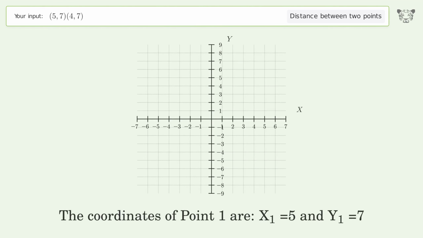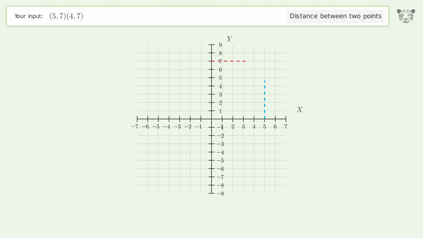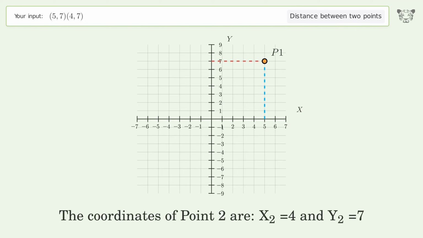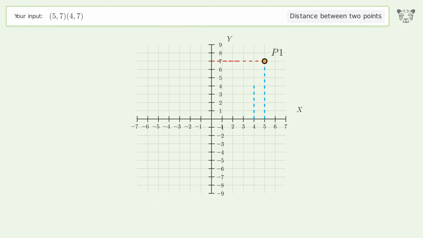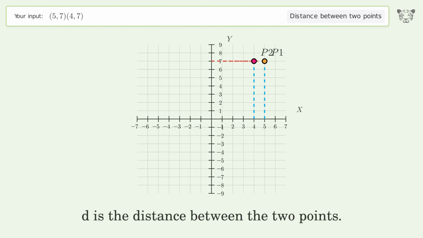The coordinates of point 1 are x1 equals 5 and y1 equals 7. The coordinates of point 2 are x2 equals 4 and y2 equals 7. D is the distance between the 2 points.